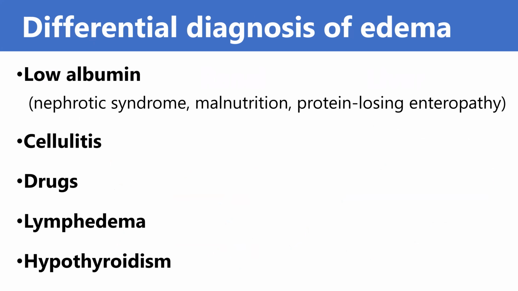Then other differential diagnoses of edema include low albumin level, which means nephrotic syndrome, malnutrition, which is quite common, protein-losing enteropathy. Other differentials include cellulitis, drugs, lymphedema, and hypothyroidism.